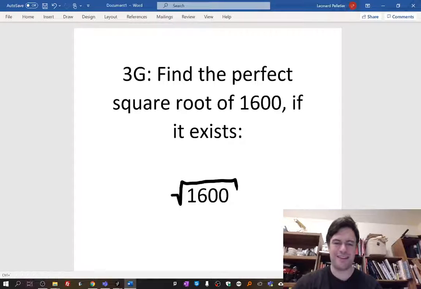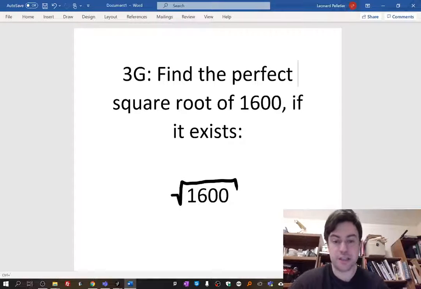Hey, hello, Math 10. We're taking a look at a question that's a little bit tricky. A student was asking about this question, so I thought I'd share the answer with the whole class in case it's confusing you as well.